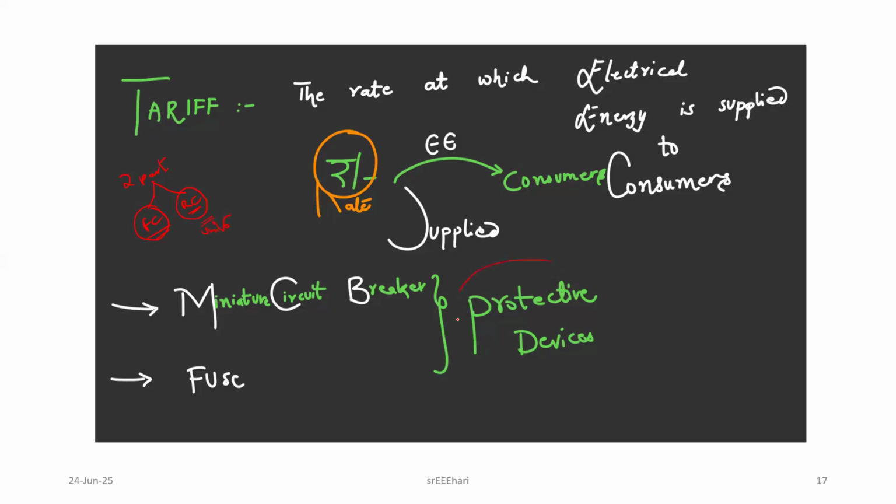Coming to the protection point of view, we have the miniature circuit breaker MCB and the fuse. A fuse you have to replace every time, whereas a miniature circuit breaker MCB is automatic: it can trip and automatically switch on again. For the protection of electrical appliances, I can use either an MCB or a fuse.